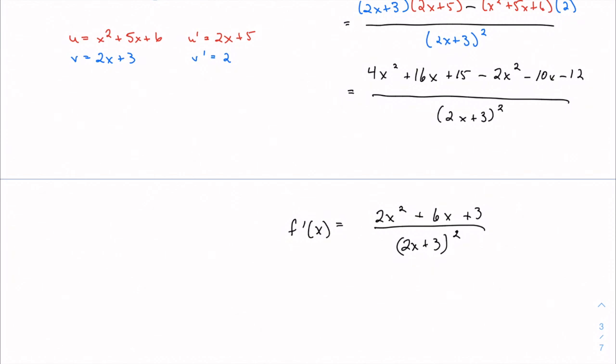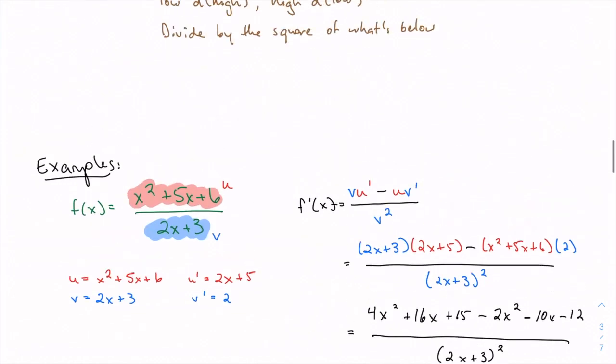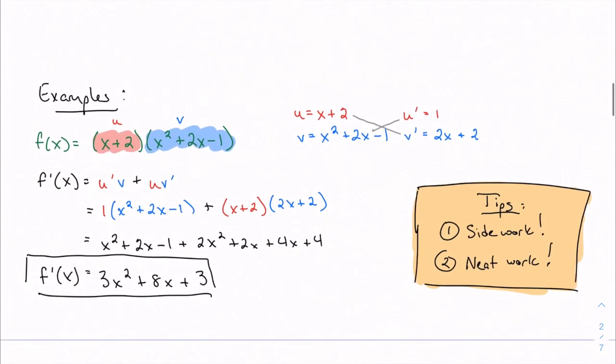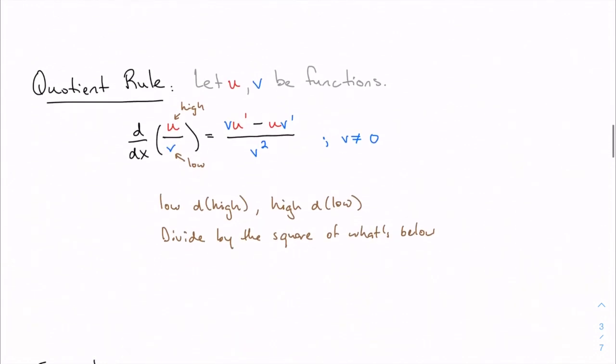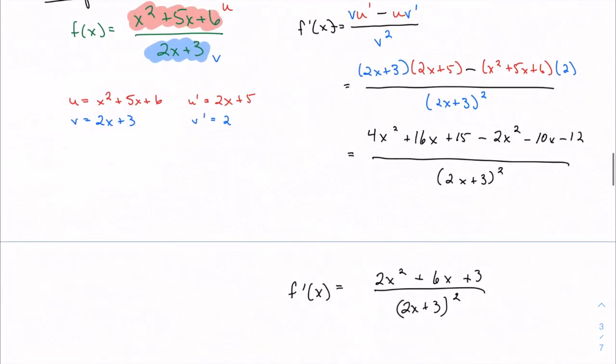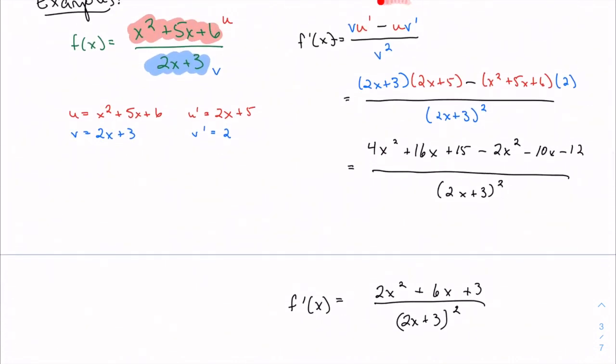So here is my derivative. All of the tips I talked about when we talked about product rule apply. Do your work out on the side. Get all your pieces straight and organized first. Work neat, work organized, copy down that original formula to help you out. That's exactly what we did here. Copy down the original formula, do your side work, plug in where appropriate.